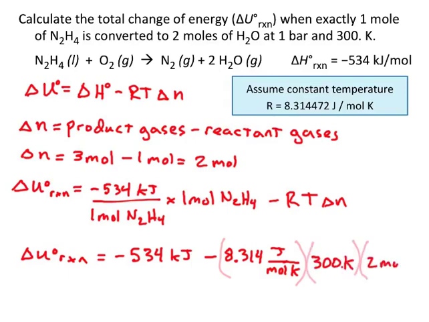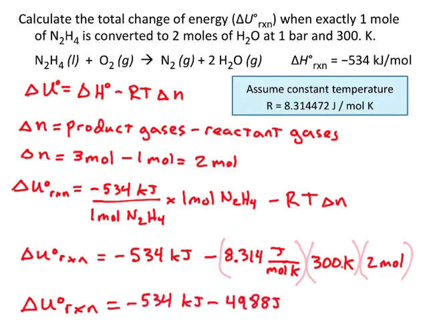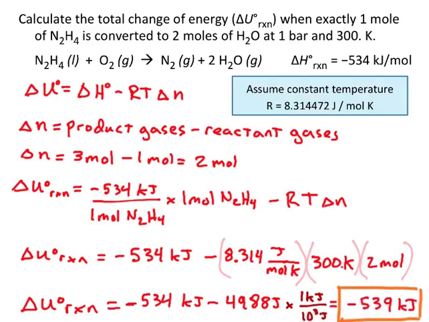All right, 300 Kelvin. Then here's the 2 moles that we just calculated. So, all right, we're getting there. But there's still one thing left. If you look at the units here, our second term is in joules and the first term's in kilojoules, and we got to make that match somehow. So I'm going to convert the second term to joules, and then when I do that, I can do the subtraction here and get negative 539 kilojoules.